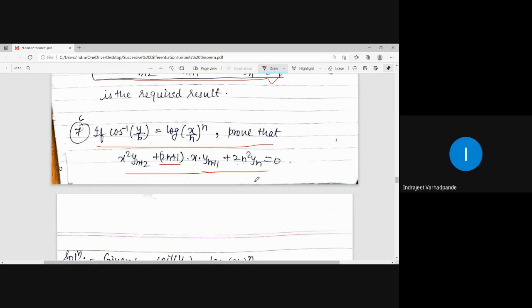Clear up till now? Noted down the example? Have you noted down the example? Yes, sir. Now tell me, what is the difference in this question and the previous questions? Has anybody noticed?